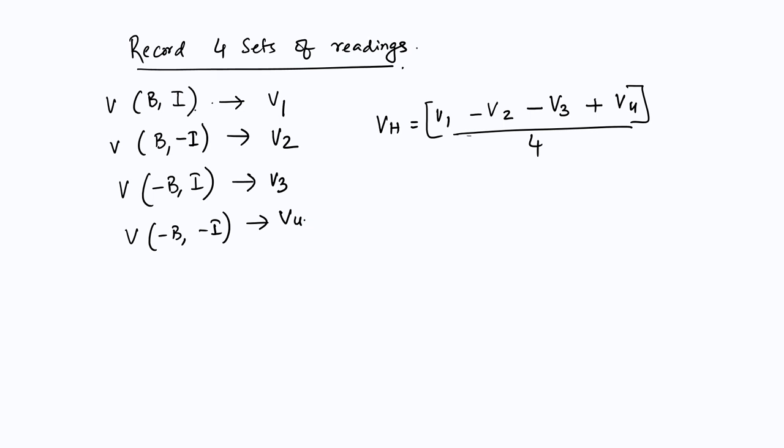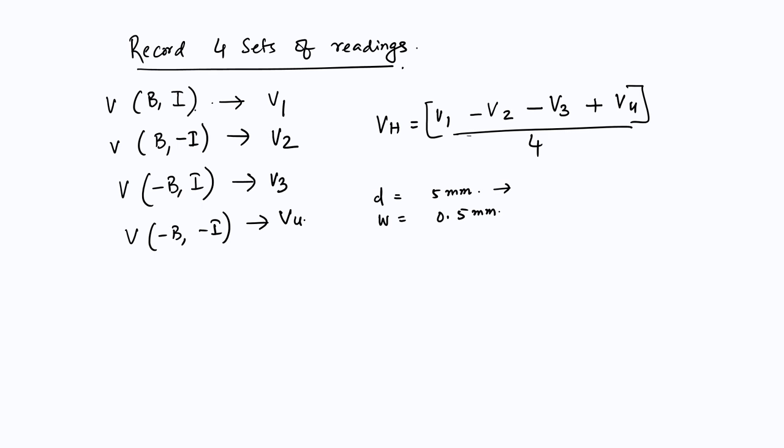You repeat the measurements with whatever values of magnetic field and current are available to you. Usually the width of the sample, D, is about 5 mm, and W is very small, around 0.5 mm. So this is the length of the sample, and this is the thickness of the sample, which is 0.5 mm. These are the samples that are available.